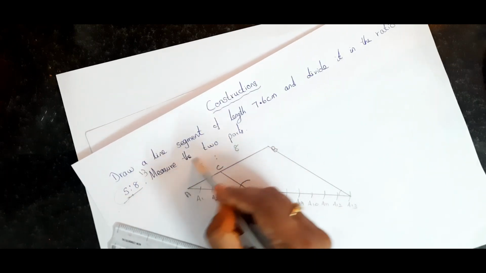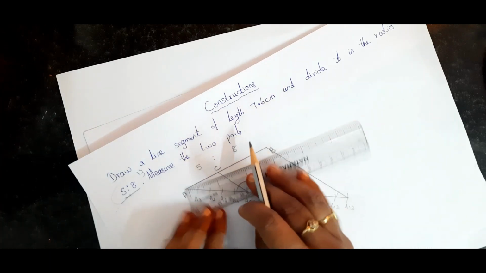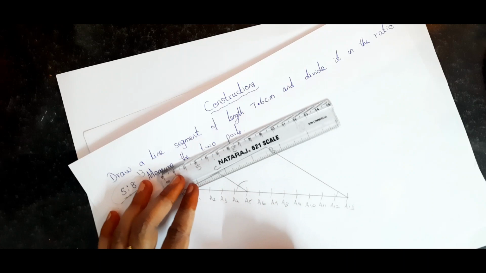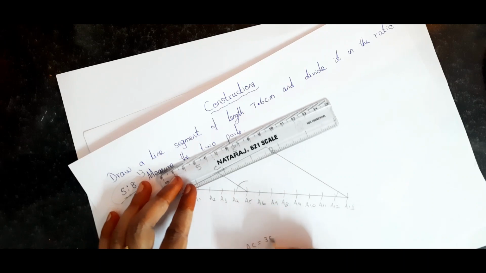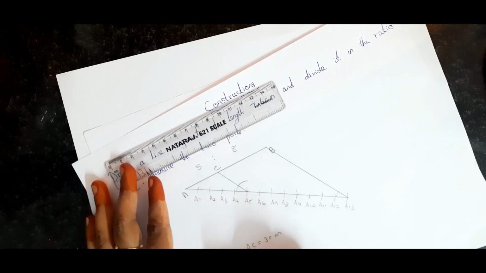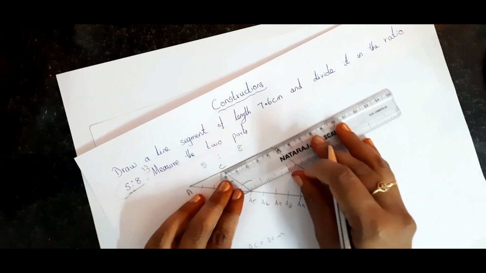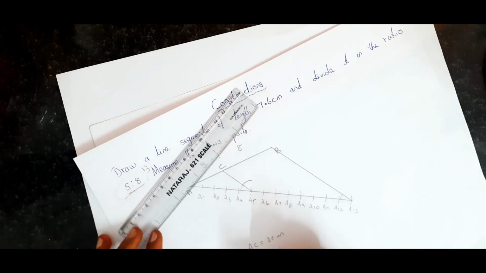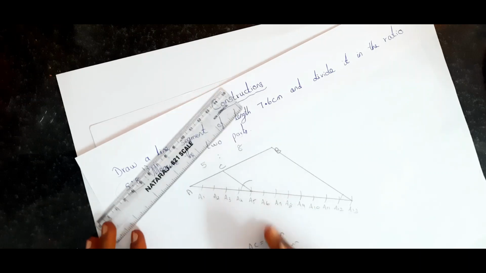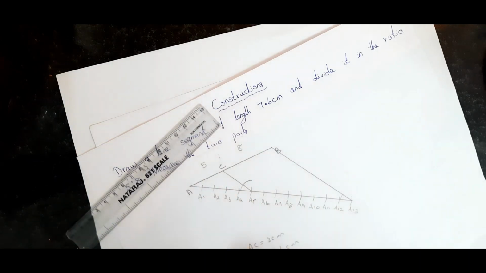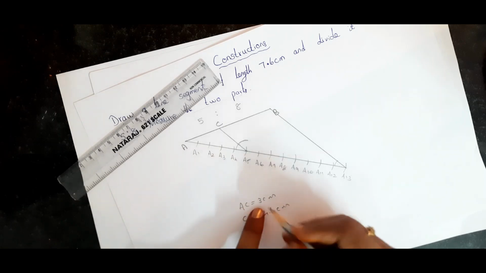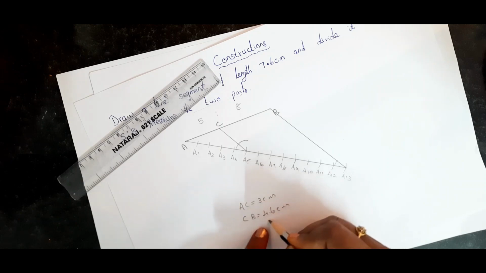Lastly we have to measure the two parts, right? So how to measure? AC equals, I got 3 centimeter, and CB equals 4.6 centimeter, okay. It will vary for everyone. We won't all get the same 3 and 4.6. Some students will get 3.1 and 4.5.